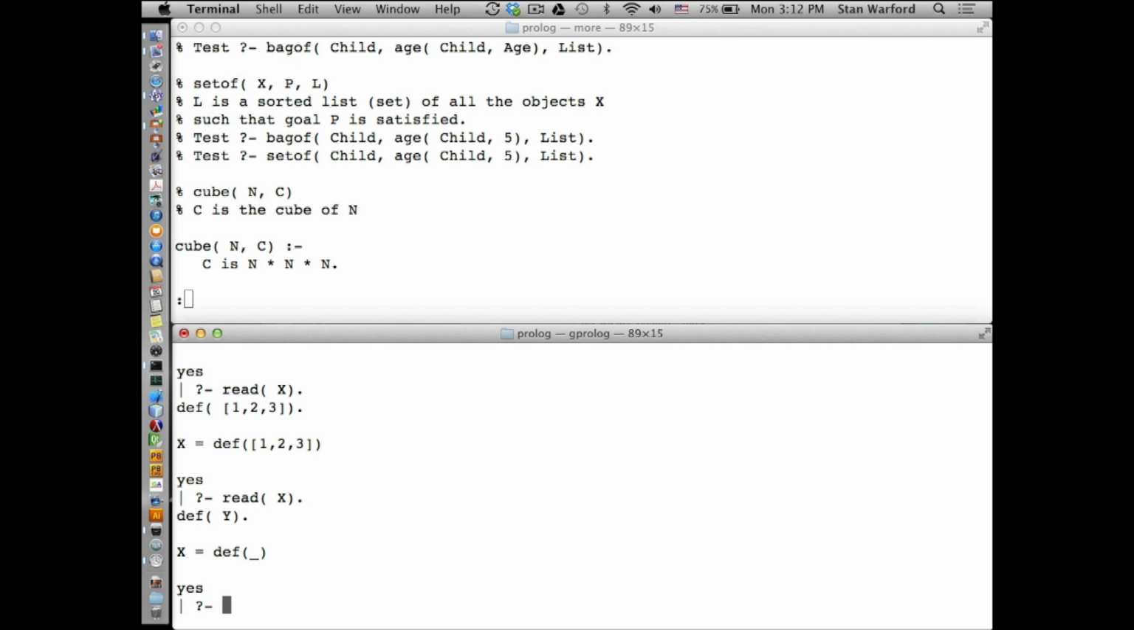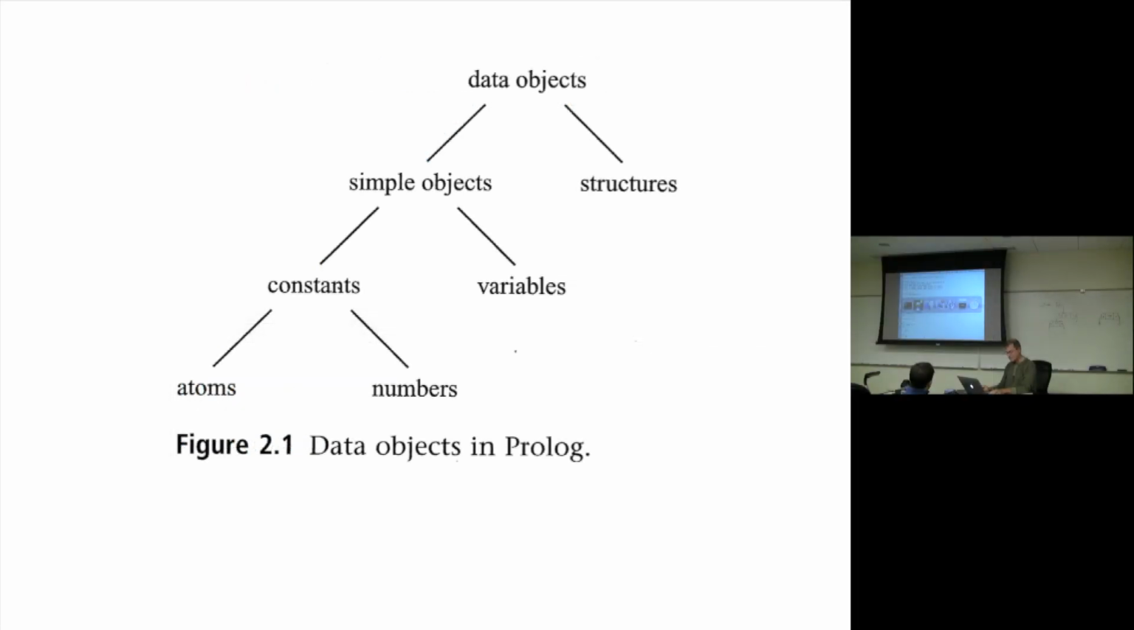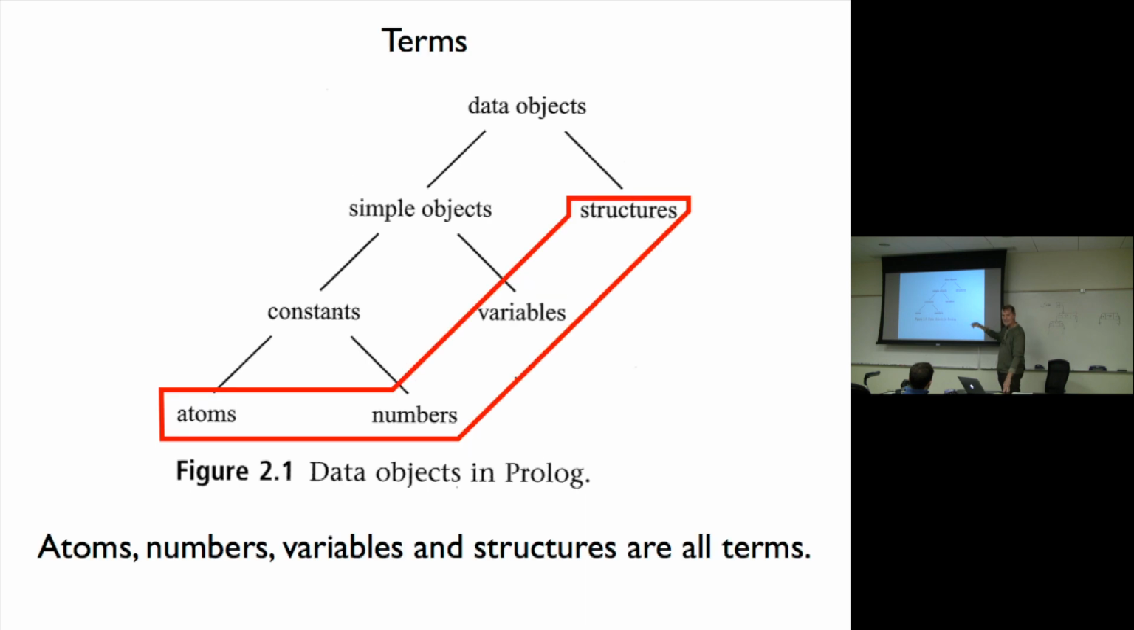Now, do you guys remember what a term is? Here, let's go to this figure 2.1. These data objects are either simple or structures. Simple are either constants or variables. Constants are atoms. What is a term? Atoms, numbers, variables, and structures. Yeah, they were the leaves. So these are the terms, right? And what we were typing in there were terms, and it recognizes all of these terms. We did examples of atoms, numbers, variables, and structures. Everybody, are we good?